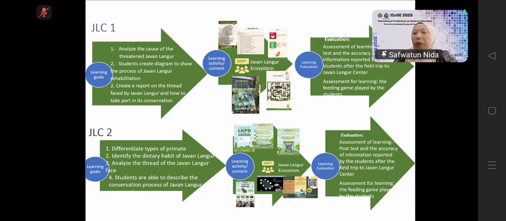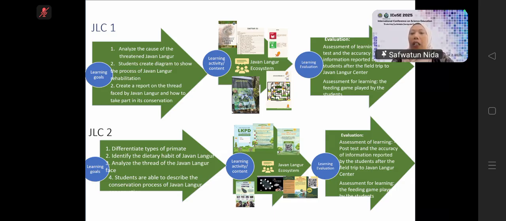And in the second group of Javan Language Center, the learning goal is similar to that of the first group. And the topic is also about Javan Language Center, where the student teachers design activities for the junior high school students, in which the students analyze a newspaper article on Javan language. Students do a worksheet using an inquiry approach about the food of Javan language, and the students play an educational game about the food of Javan language.